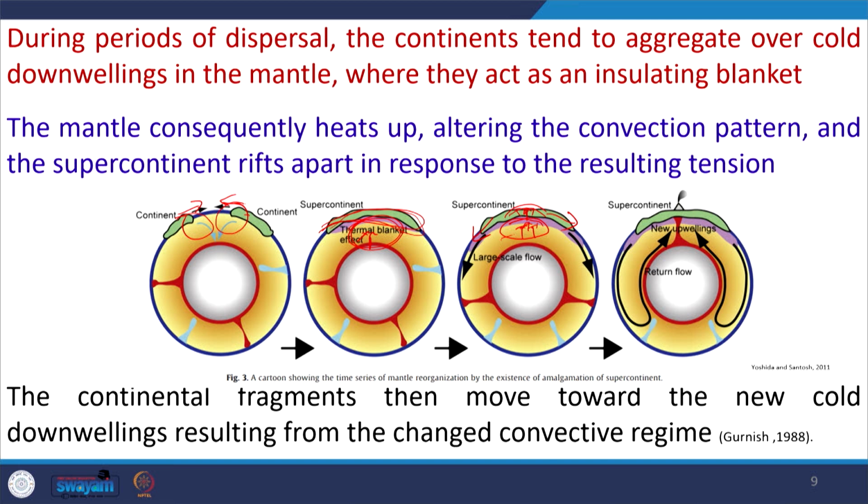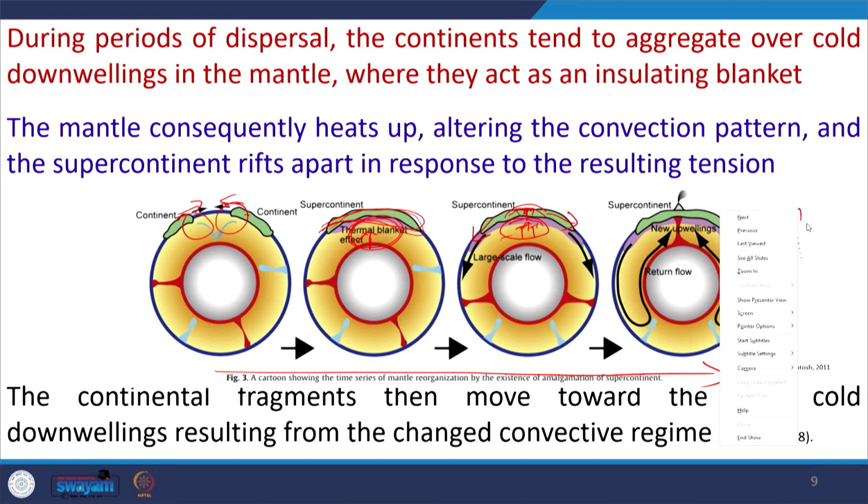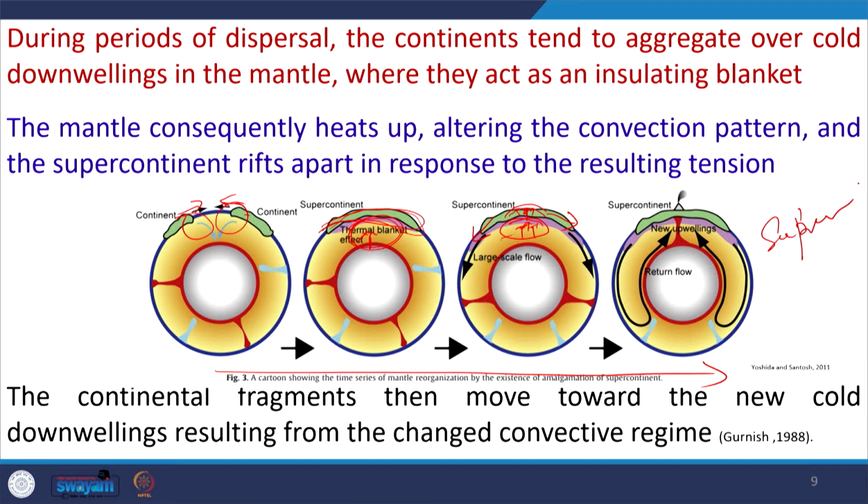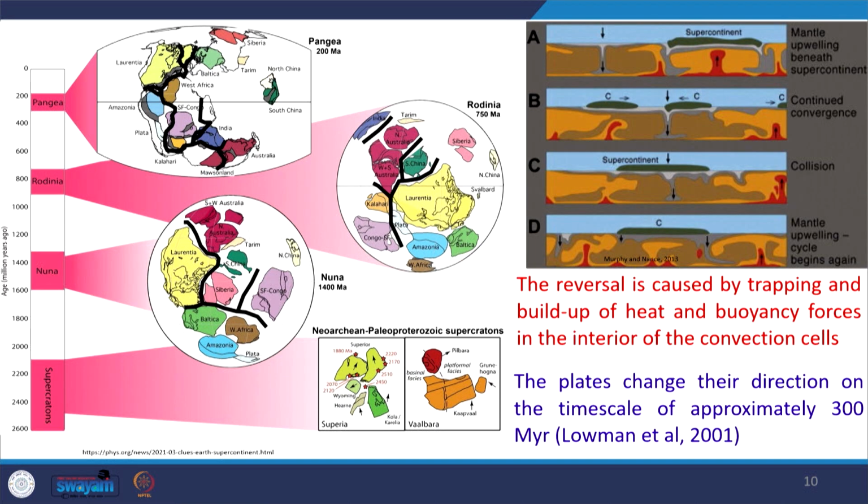The continental fragments then move towards the new cold downwelling resulting from the change in the convecting regime. This is a continuous, or cyclic, process. This comes under the supercontinent cycle. The supercontinent cycle and the Wilson cycle are related to each other, and the supercontinent cycle happens worldwide. That is why the Wilson cycle is a subset of the supercontinent cycle.